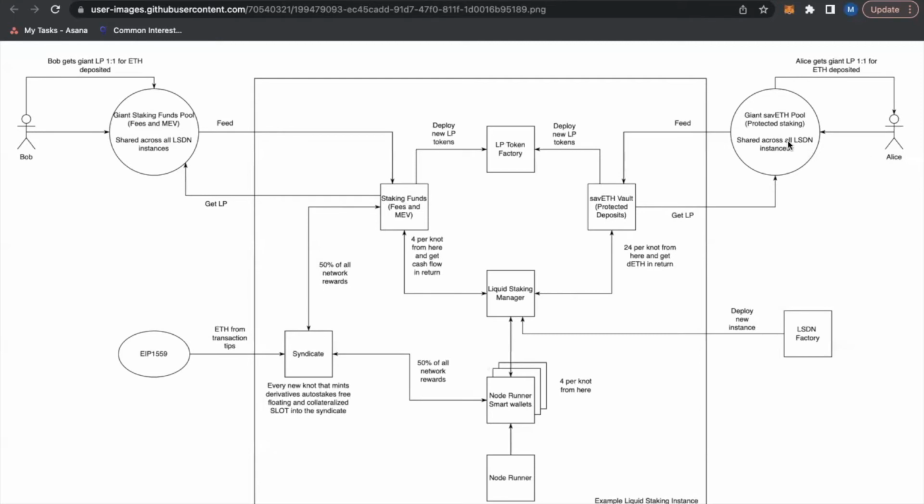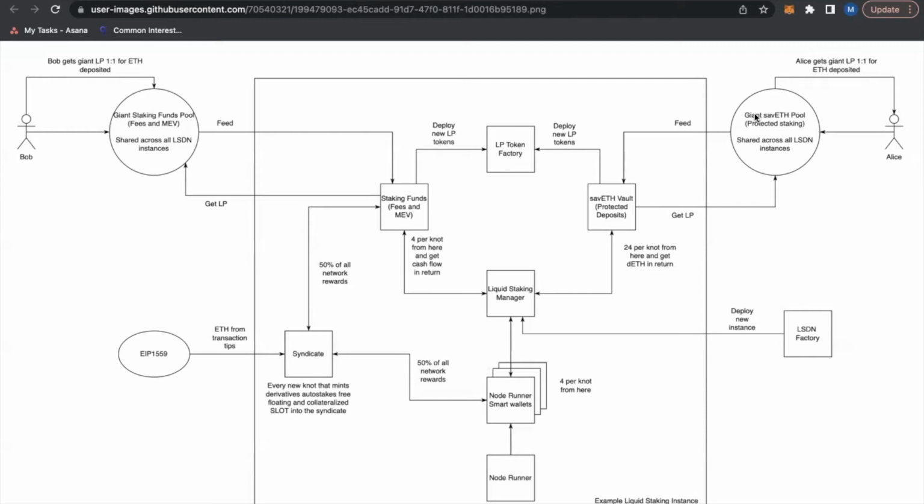Alice comes in, she deposits her ethers and gets back the LP token. Please note, she gets back the LP tokens because that's the proof of liquidity. So as soon as she deposits and gets back the LP token, these ethers will be sitting idly in this giant pool.